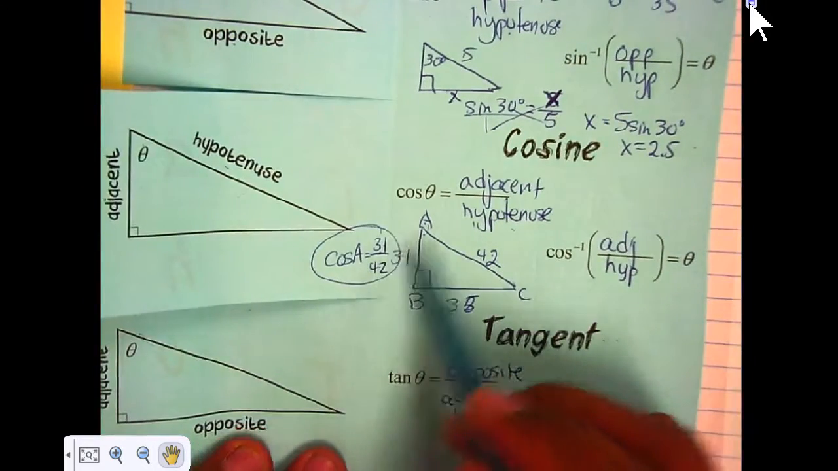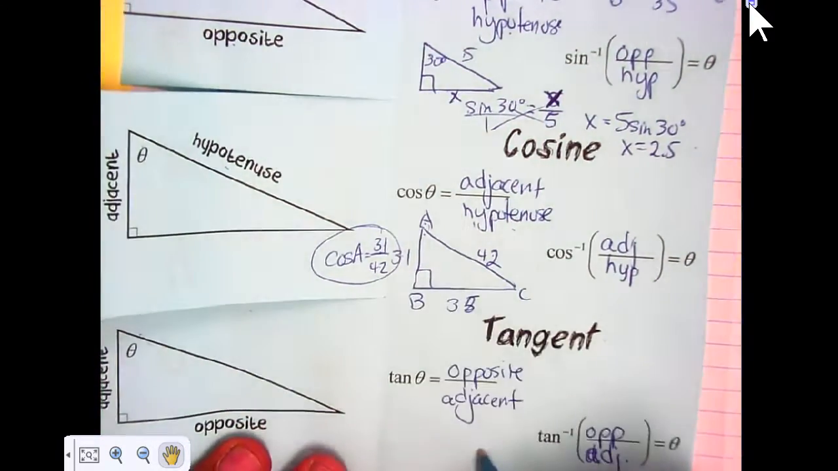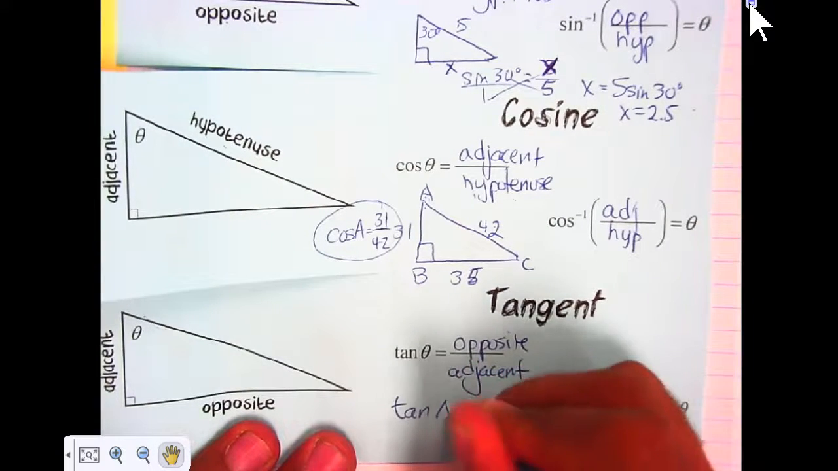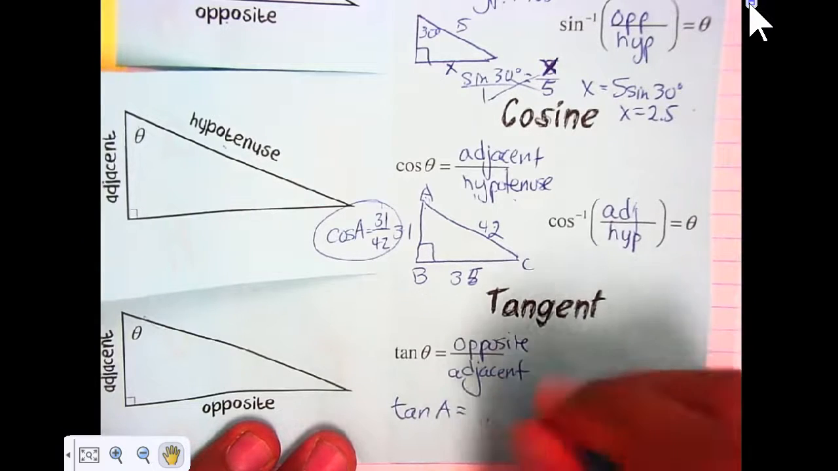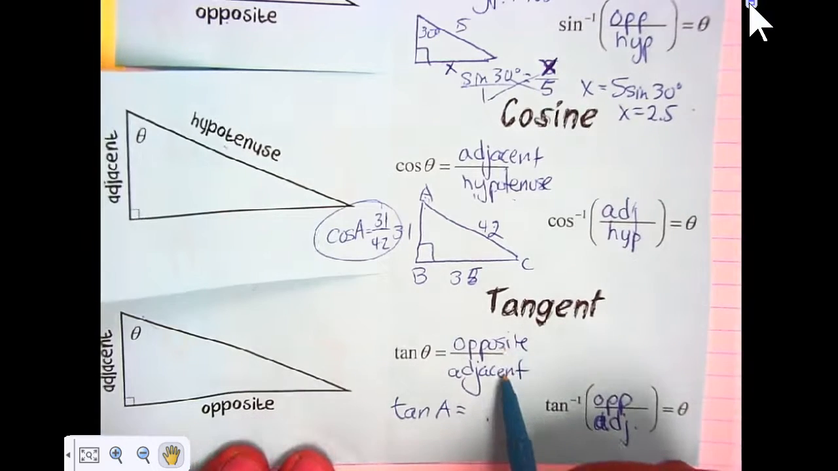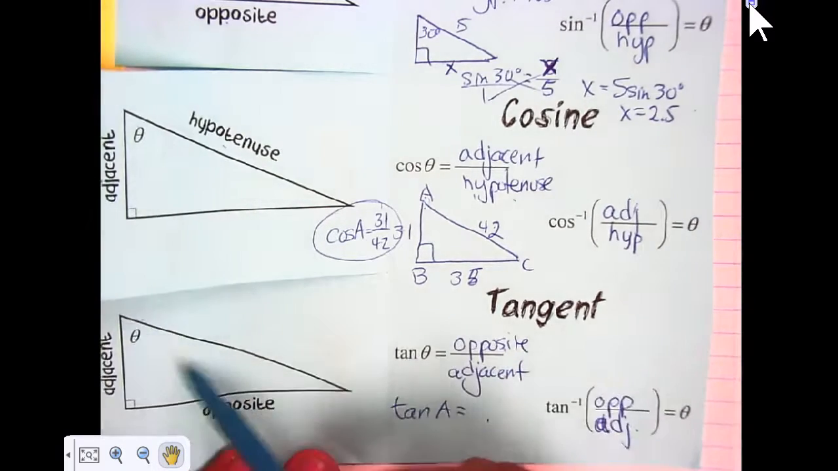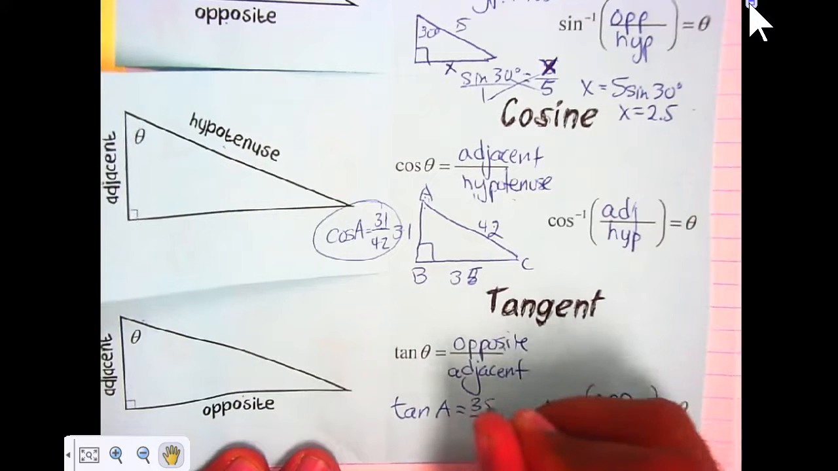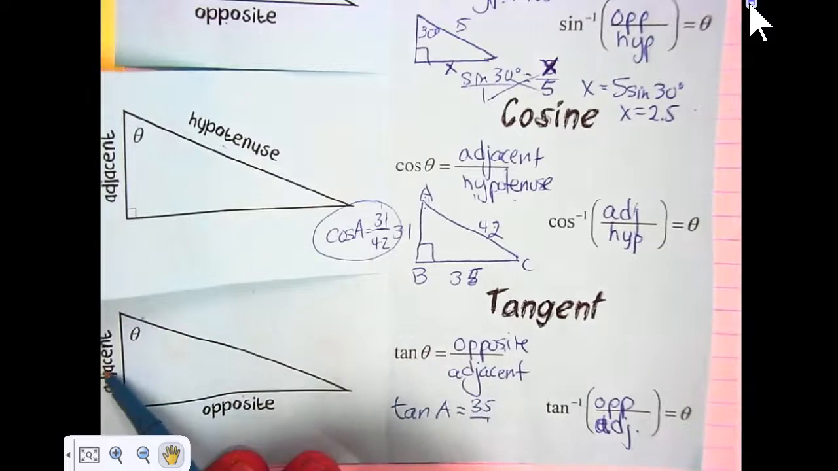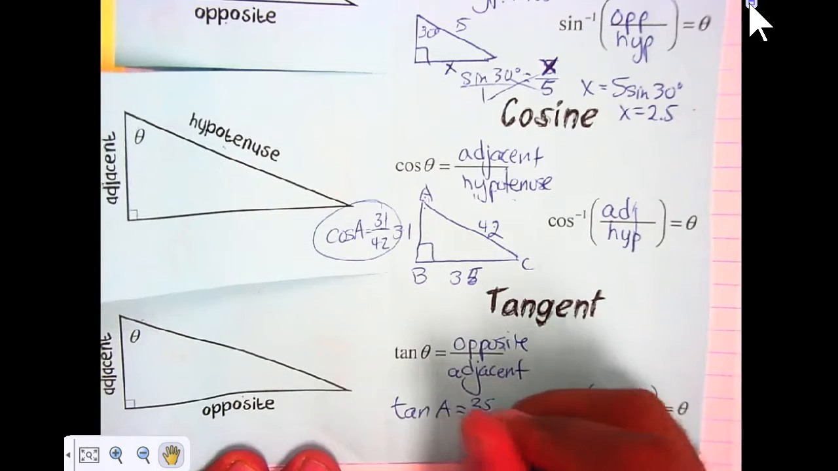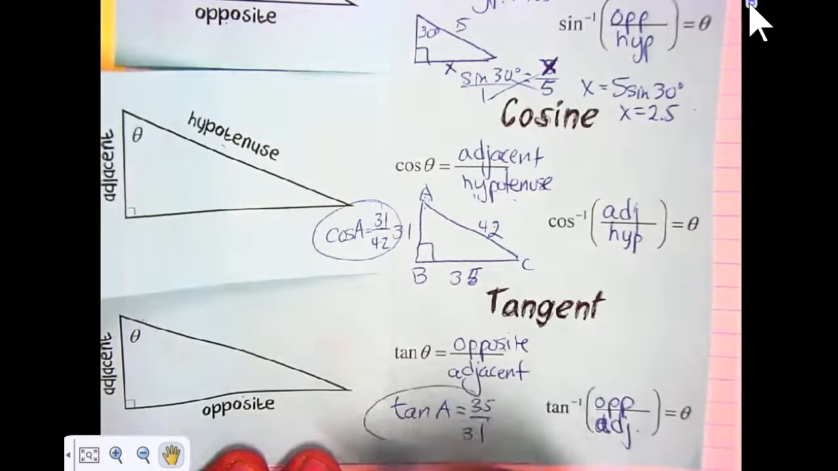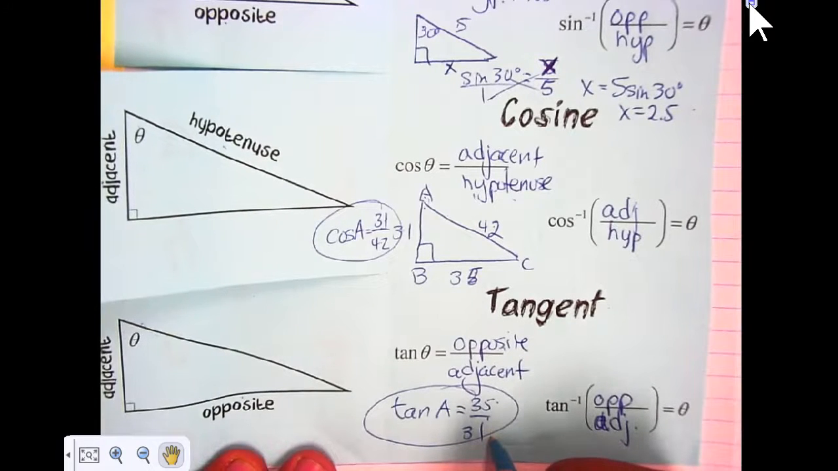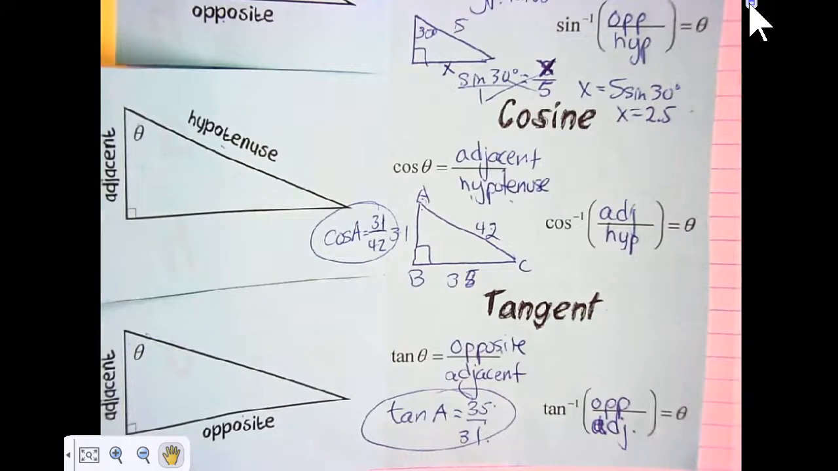Now let's take that same triangle and use it for tangent. The tangent of A, in that same triangle, is the opposite over the adjacent. Remember, the opposite is across from the angle, and in that case it's 35. The adjacent side is right next to the angle, and that's 31. So the tangent of A will be 35 over 31. Let's use that idea to figure out these IXL problems.